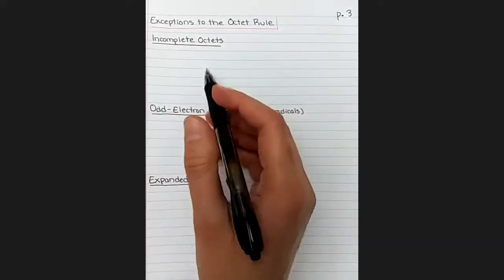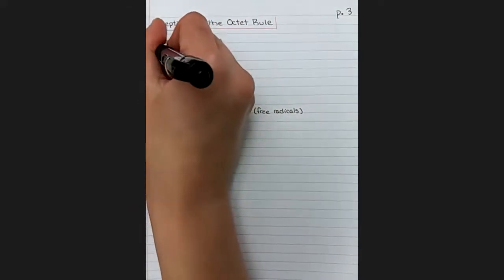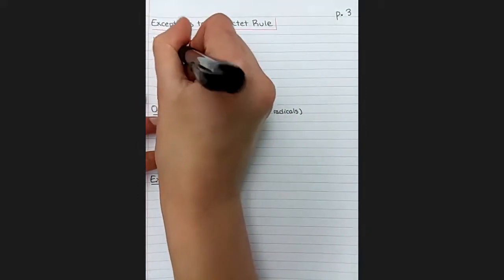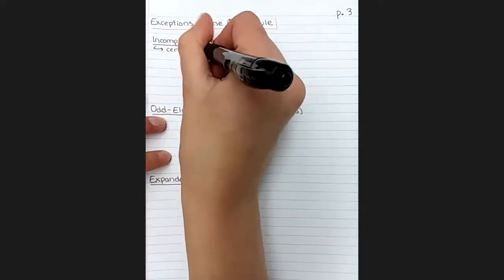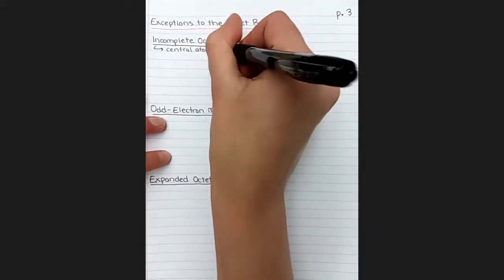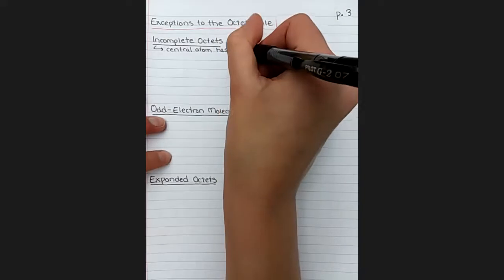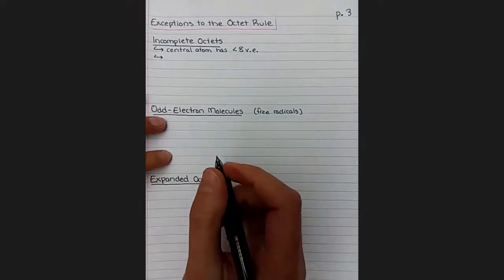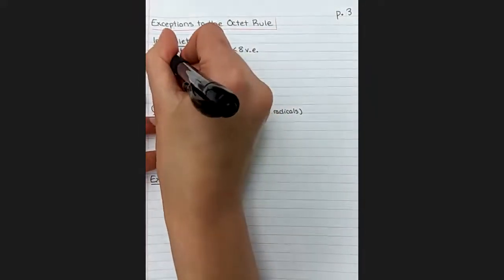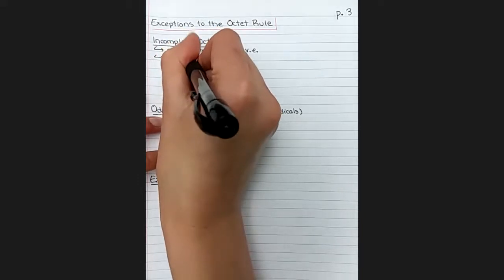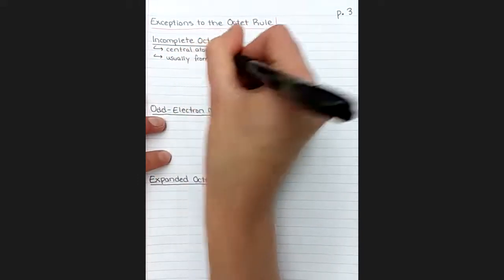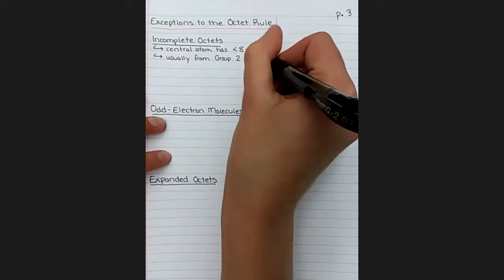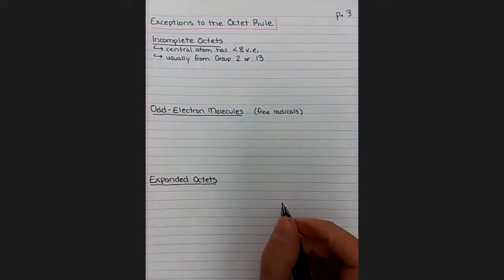So we're going to start with incomplete octets. And you can guess that this means that something does not have 8 valence electrons. Specifically, it is when the central atom has fewer than 8 valence electrons. And usually when we see this happen, which is pretty rare, it is a central atom that is in group 2 or group 13. So something like beryllium or boron or aluminum are our usual culprits.